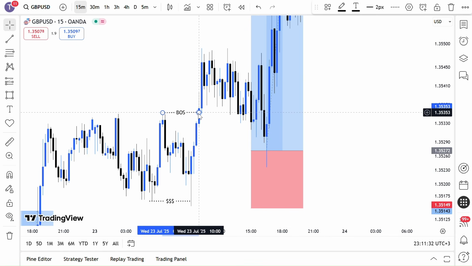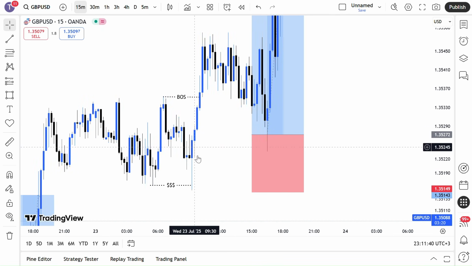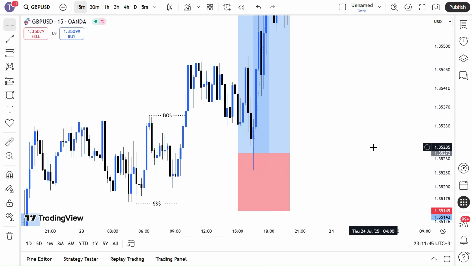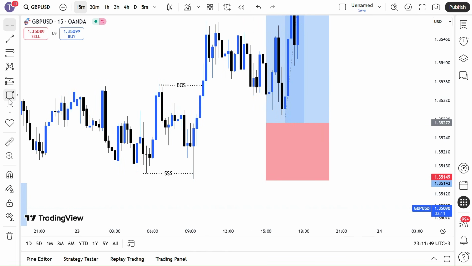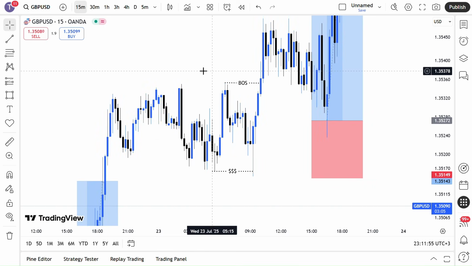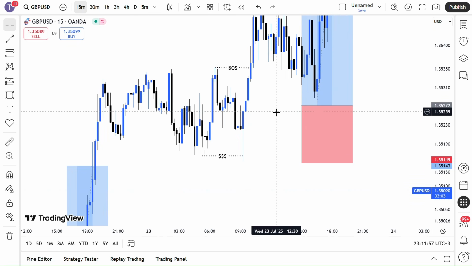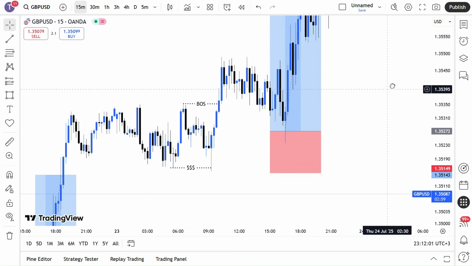So after seeing this liquidity sweep to the upside, I knew clearly price might come back to this low before going higher. So let me mark the order block that has a fair value gap. I have not followed my checklist. So next we identify the liquidity.